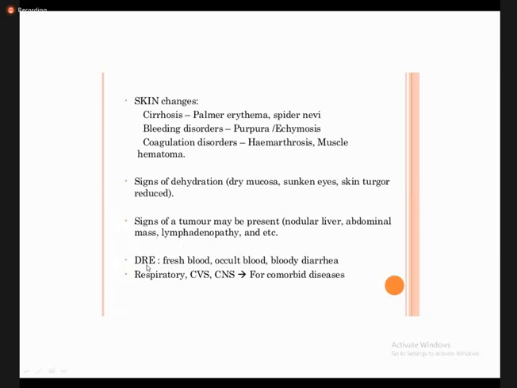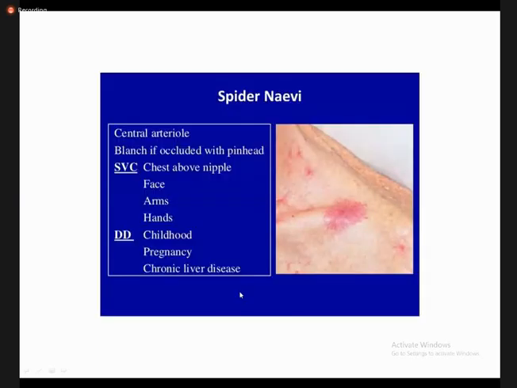DRE. DRE is a digital rectal examination. DRE is a very important part of the examination in the entire GI, especially in case of GI bleed. The patient can have fresh blood, local blood, bloody diarrhea. Patient can have melena, hematochezia. So DRE also gives a clue what kind of bleed the patient is having, and how massive the bleed is. Then respiratory, for other comorbid diseases, respiratory, CVS and CNS.